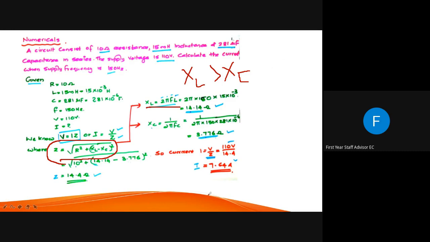Which is that first formula? Z is equal to square root of R square plus XL minus XC square. So substitute in this one, you can find out Z. After finding out Z, what you do is divide voltage by Z. You will get the value of current. Okay, so all of you complete this one.